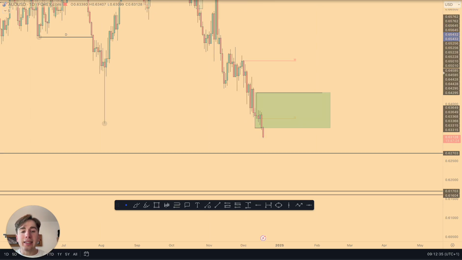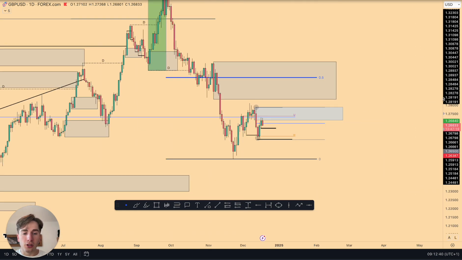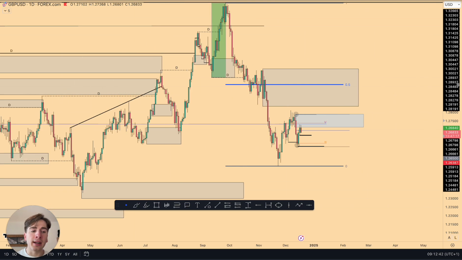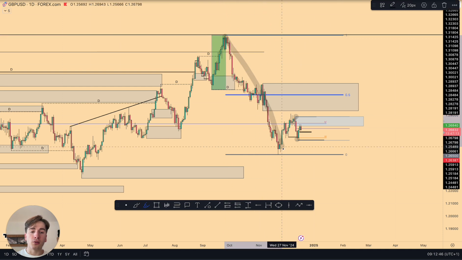Now, a pair that is actually very interesting is GU, and I'm looking for sells on GU, as you guys know, not looking for buys. Why? Well, because it's in my plan to only look for sells when, first of all, the overall swing structure is bearish.